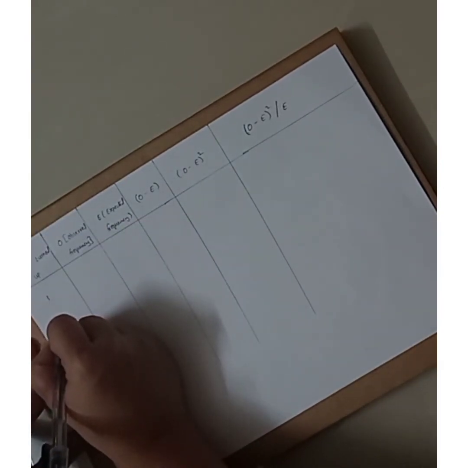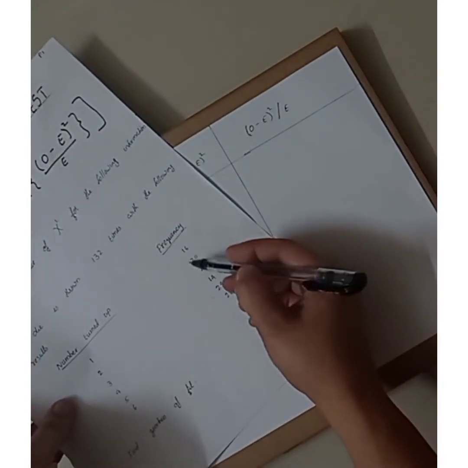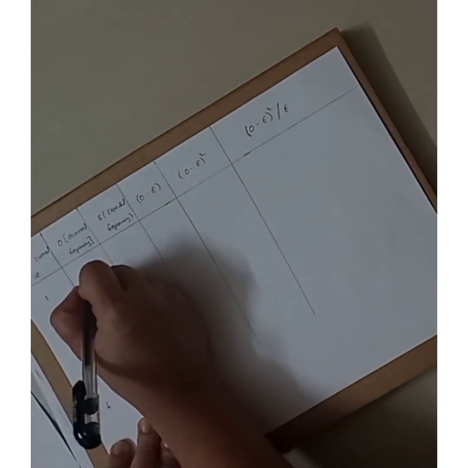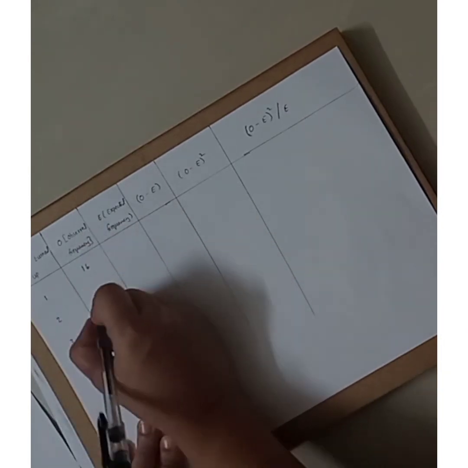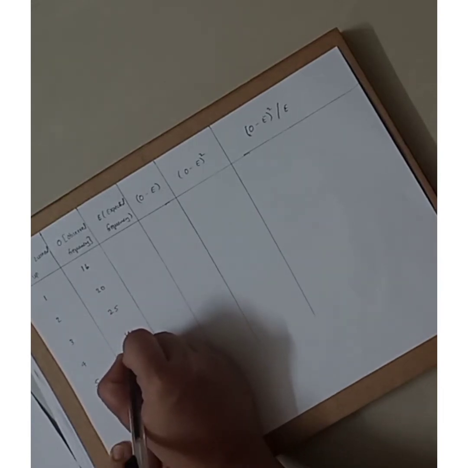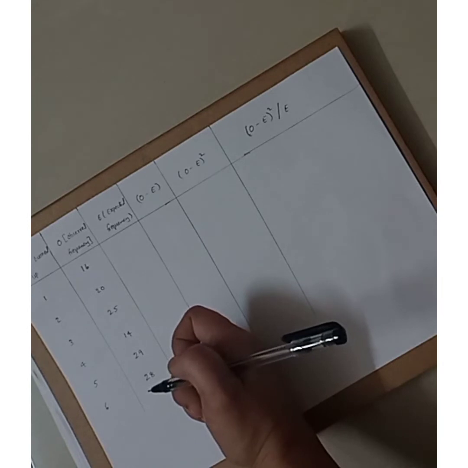So let's fill the table. For number turned up, you can write 1, 2, 3, 4, 5 and 6. Now the observed frequency is already given in the question, so you can directly write it: 16, 20, 25, 14, 29 and 28. For 1, the observed frequency is 16, then 20, then 25, 14, then 29 and finally 28. So we have written down the observed frequencies. Now the expected frequency.